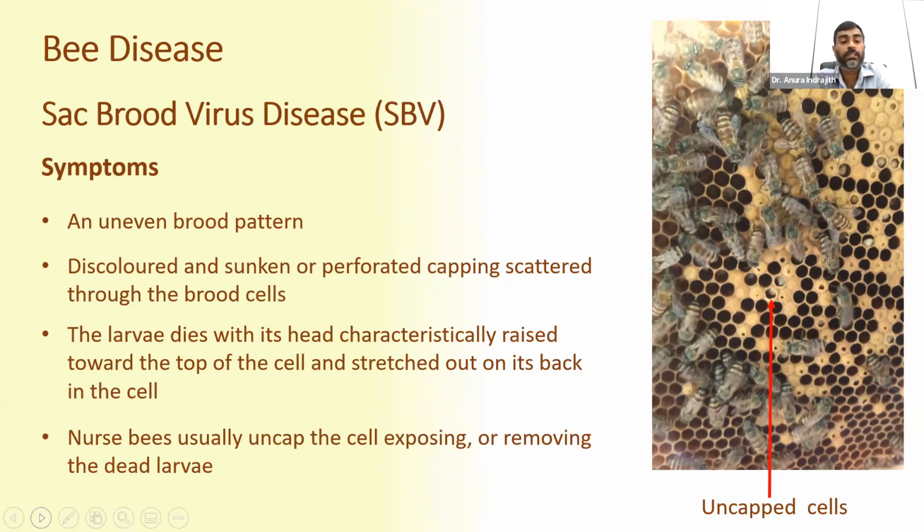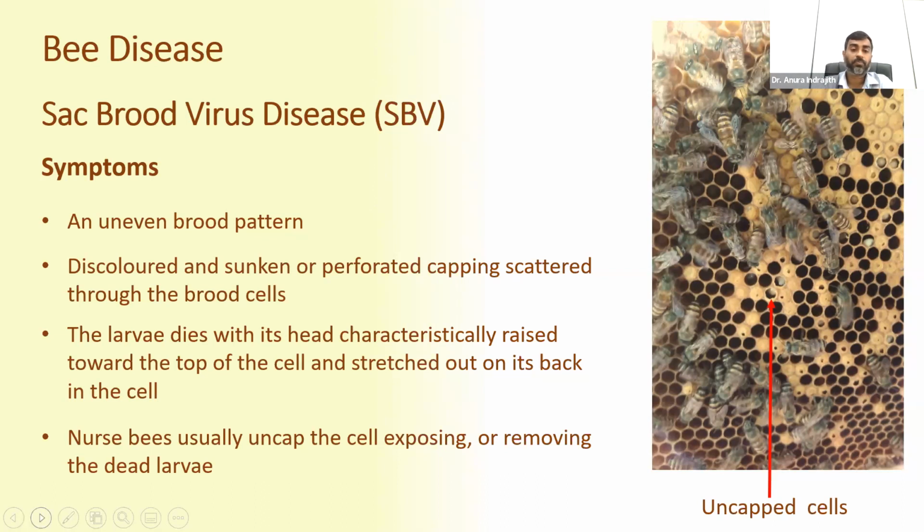Now, under diseases, very recently in Sri Lanka, a disease was spreading that we believe is sacbrood virus disease, right? Sacbrood virus disease. So this is a viral disease like COVID-19. You now have experience of how viral diseases are, right? So the colony can be destroyed by this viral disease, right?